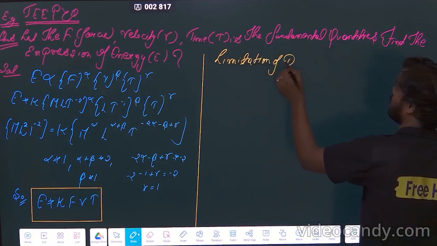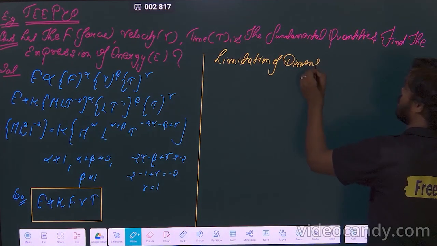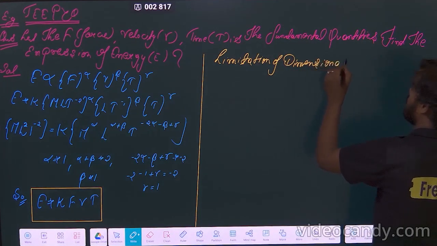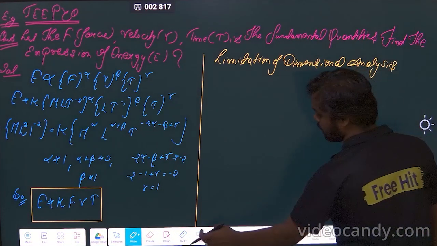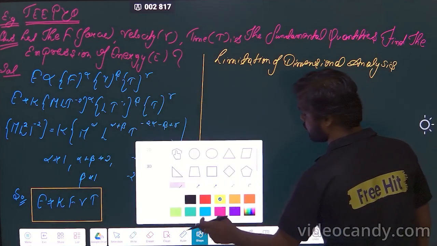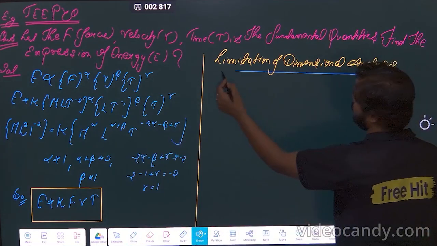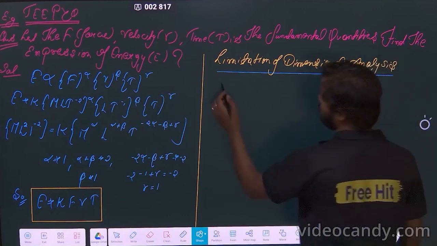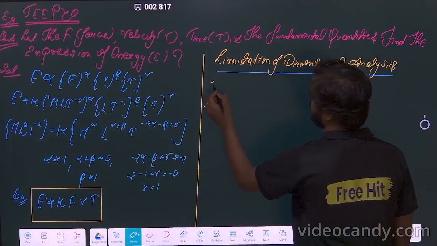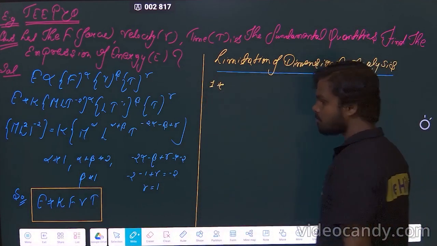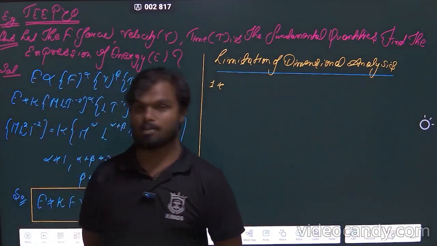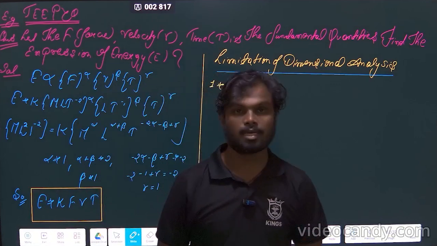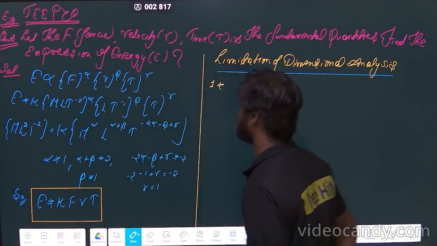Limitations of dimensional analysis. There may be some limitations, and what are those limitations? Let us see this. First limitation: it is not able to find out the value of the proportional constant. You cannot find the dimension of the proportional constant. That is the first limitation.